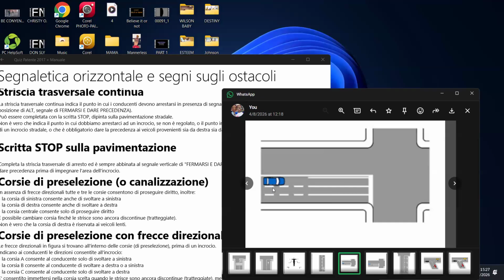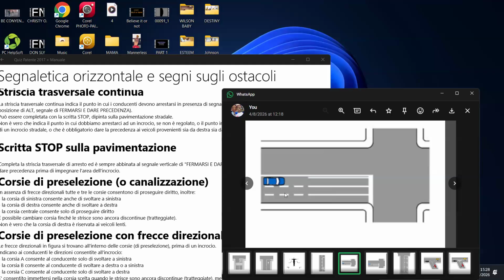Now, they want to explain something. Please take note. They said, possibile cambiare corsia finché la striscia è ancora discontinua. If you are driving from this direction, you have the right to choose any of the lanes you want to enter before you get to this continuous line. Once you enter this continuous line, you cannot change your corsia anymore. Is that clear, everybody? Is that clear?